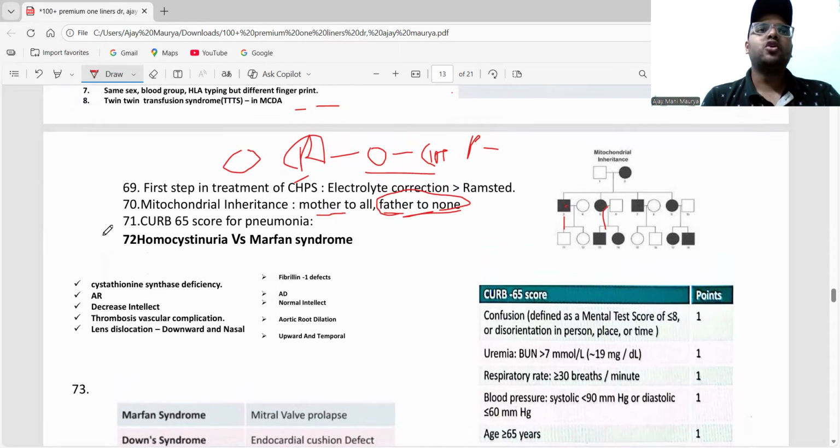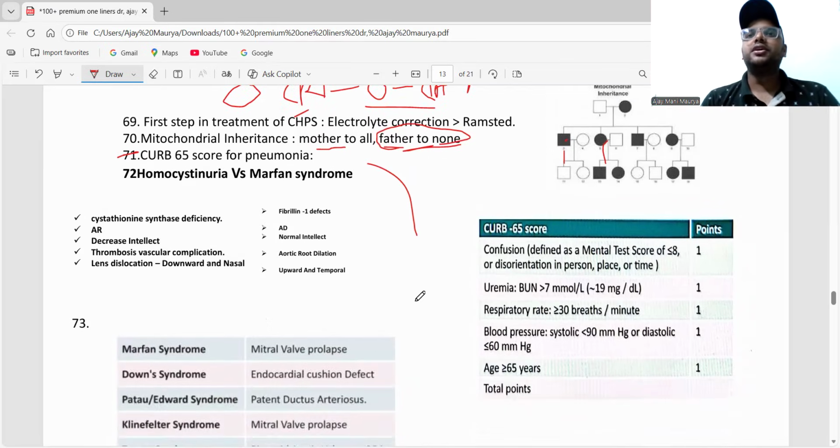Next one, what is the CURB-65 score for pneumonia? Remember, the score for pneumonia is the CURB-65. Why this CURB-65? In order to decide whether to admit the pneumonia patient in the ward or in the MICU. Now we have to do the CURB-65 score. It means C for confusion, U for uremia, R for respiratory rate, B for blood pressure, and age 65 or more.